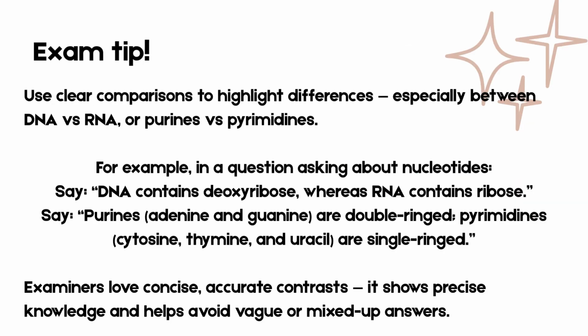Exam tip. Examiners love clear contrasts. For example, DNA contains deoxyribose, whereas RNA contains ribose. Or, purines are double-ringed, whereas pyrimidines are single-ringed.